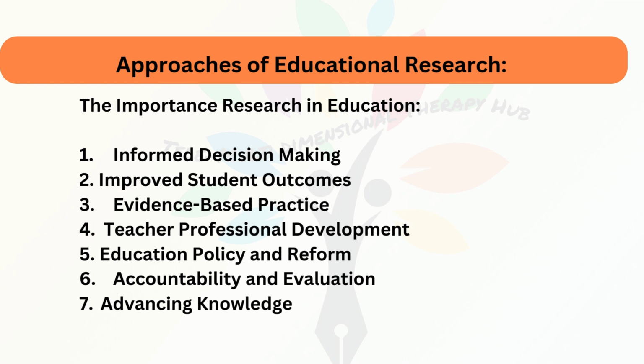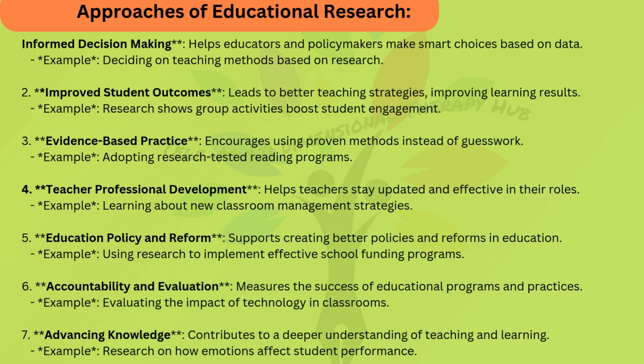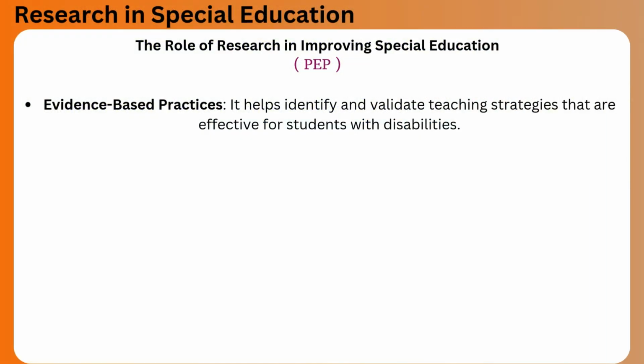The next is improved students' outcome. Third, evidence-based practice. Fourth, teachers' professional development. Fifth, education policy and reform. Six, accountability and education. Next is advancing knowledge. So you can pause and read all the explanations. It's a very easy one. Now let's see role of research in improving special education.